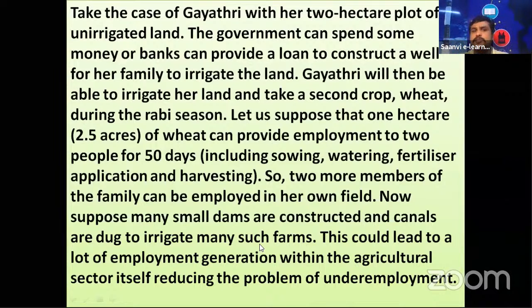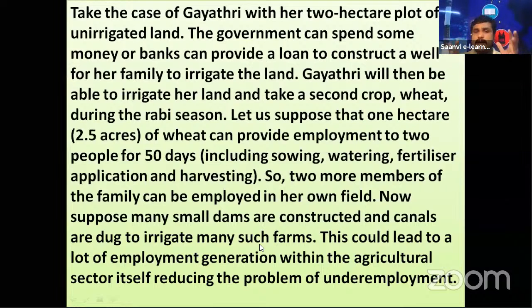Now suppose many small dams are constructed and the canals are dug to irrigate many such farms. This could lead to a lot of employment generation within the agriculture sector itself, reducing the problem of underemployment. What example have they given? Why do they give this example? Now I hope you understood.